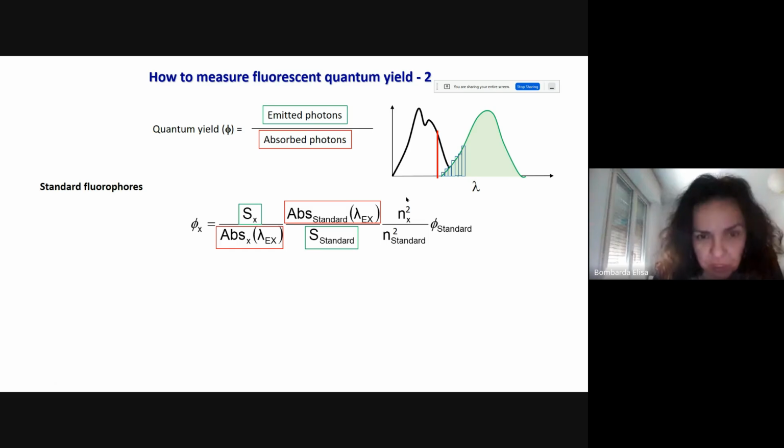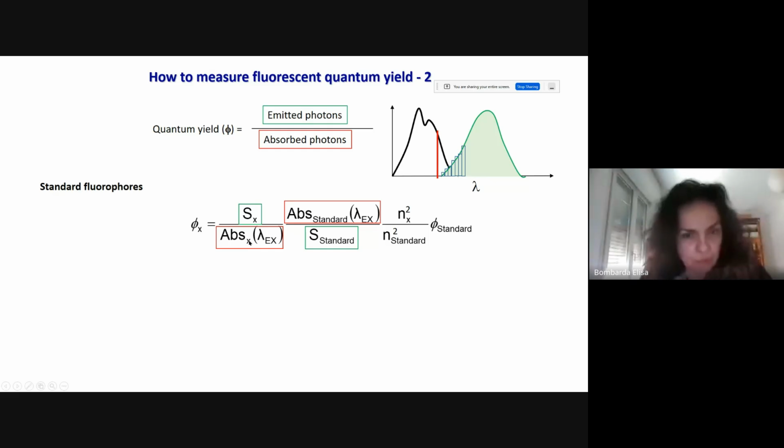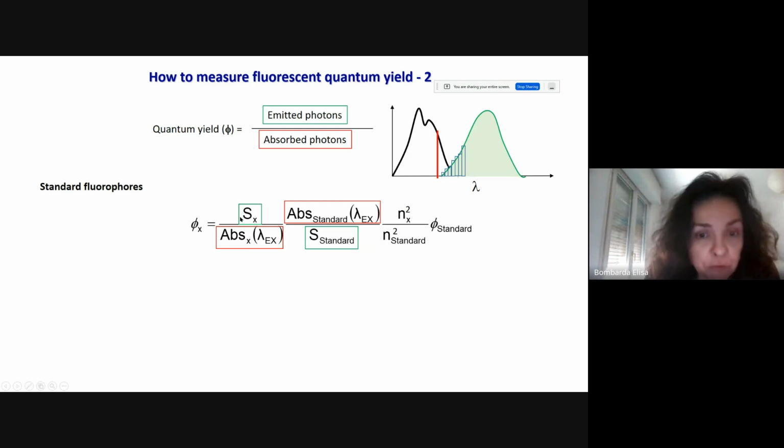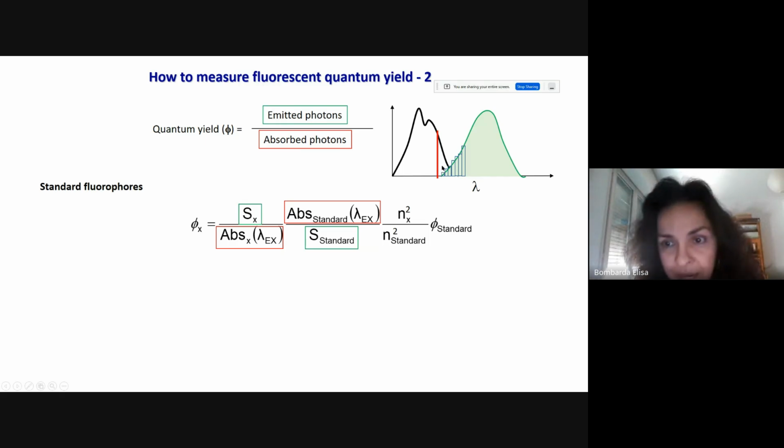So here there are a few things to be said. So let's focus on this ratio here with X. X is our sample that we don't know. And so the surface of the emission spectra is this parameter that we want to know. It is practically the number of the emitted photons, because a spectrum, as I was trying to indicate here, is a sort of histogram. So it is a probability of emitting.